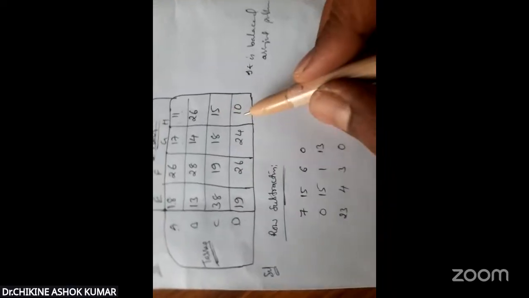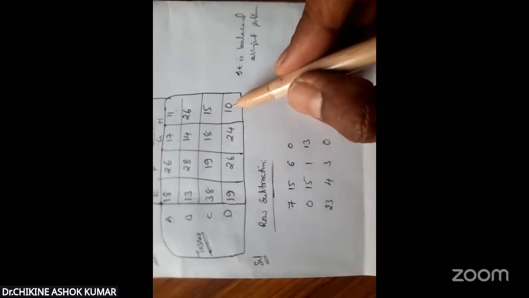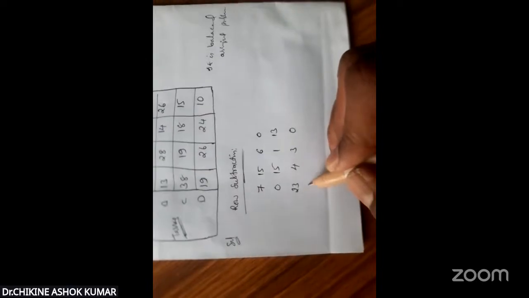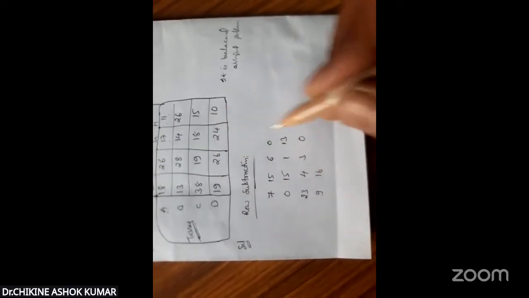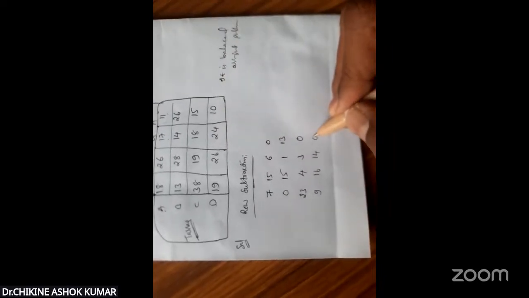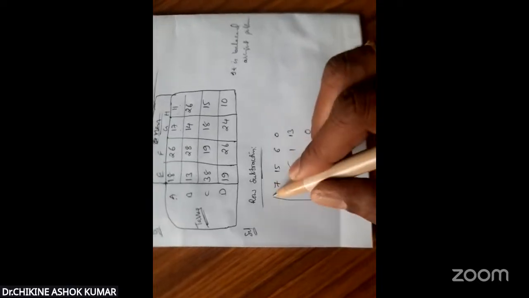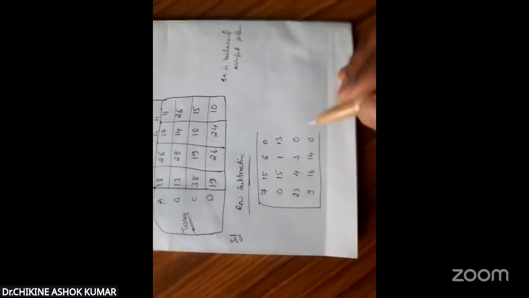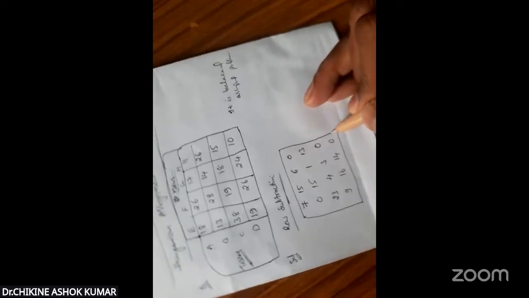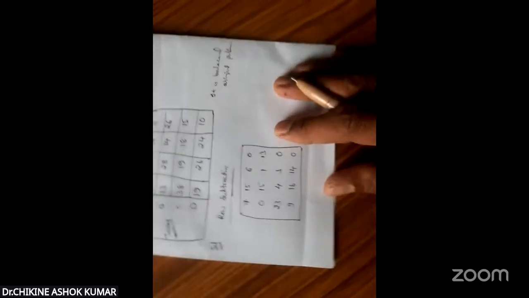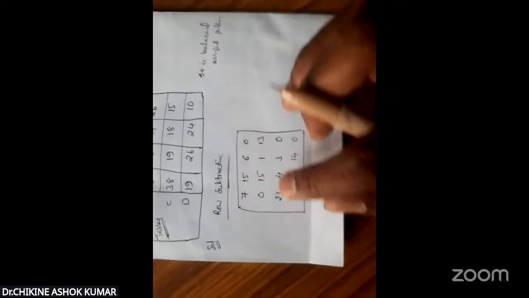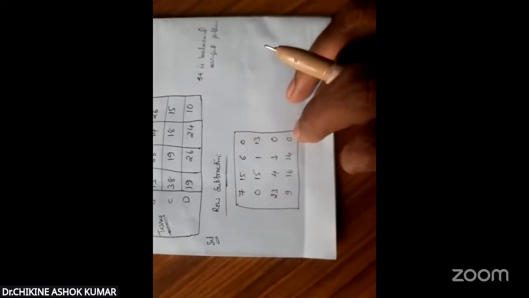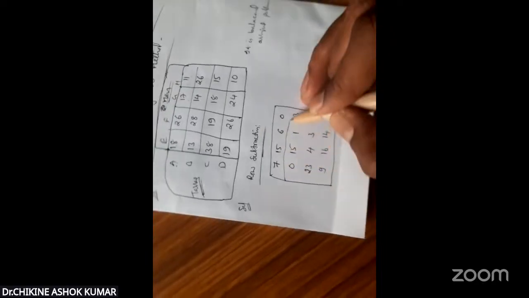Similarly, coming to the last row, 10 is the least element. So 19 minus 10 is 9, 26 minus 10 is 16, 24 minus 10 is 14, and 10 minus 10 is 0. Why am I doing this process? In each and every individual row, I want to get at least one 0. Yes, in the first row we got 0, in the second row we got 0, and in the third and fourth rows also I got 0.